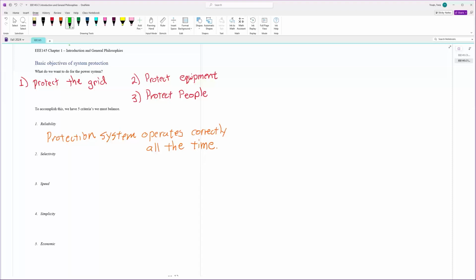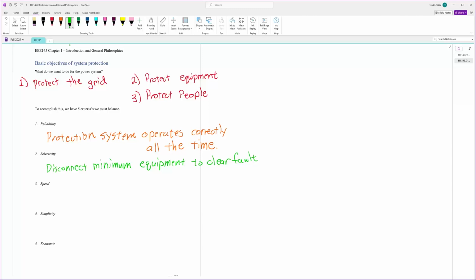Okay. Now, selectivity is to disconnect the minimum equipment to clear a fault. Why do so? If a house in a neighborhood is damaged and we need to rebuild a house, do we bulldoze the entire neighborhood and rebuild all of them, or just that one house, right? You want to only take out just equipment that got damaged or the minimum amount that's problematic, not everything. Because if you take out everything, you might black out half the city.